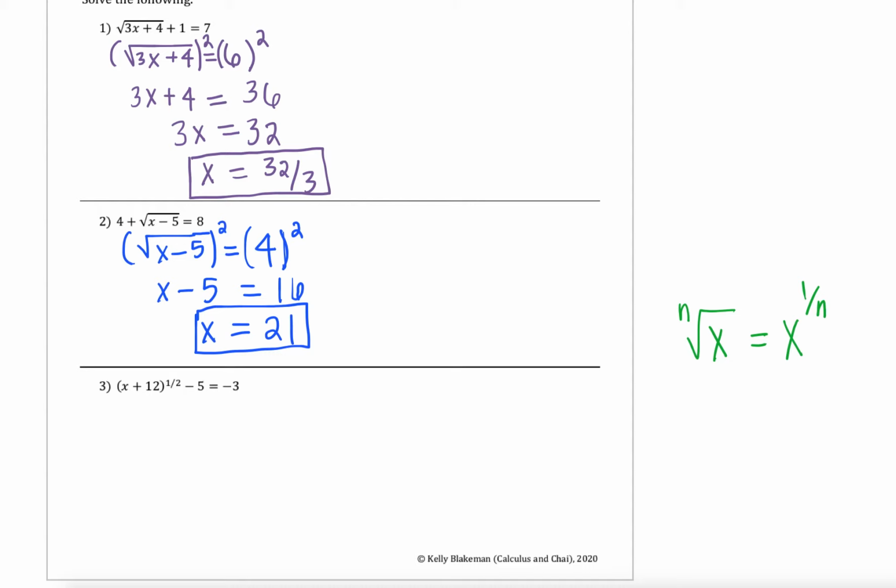So since I have the 1 over 2 power, 2 is our index, which means that we have a square root. So these are actually the same thing as what we did up in examples 1 and 2. Why don't you guys pause the video here and solve example 3 on your own, and then we'll check it together.